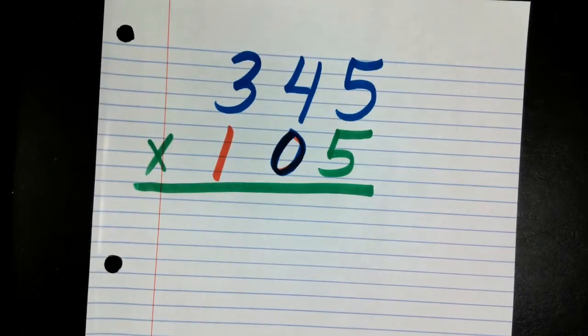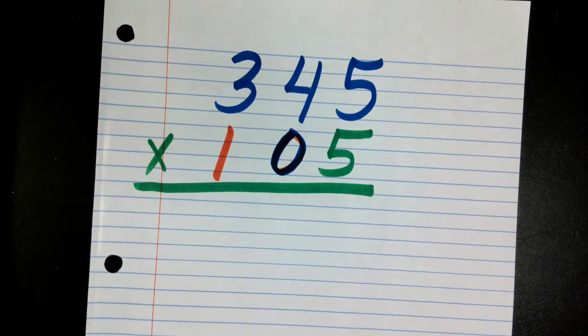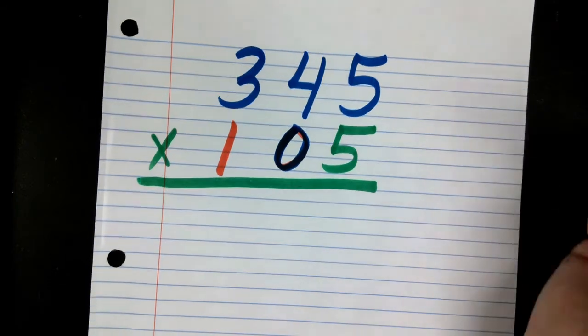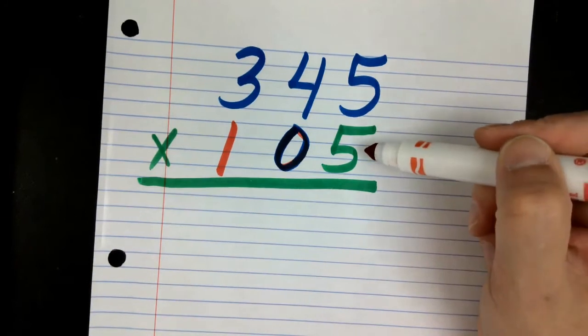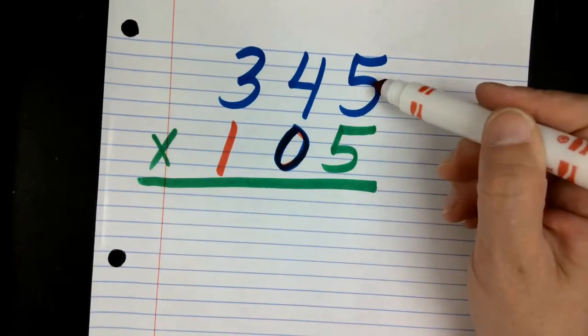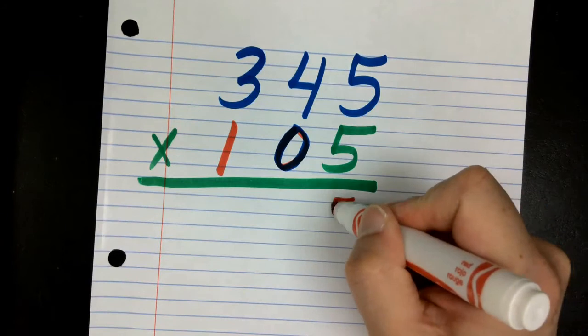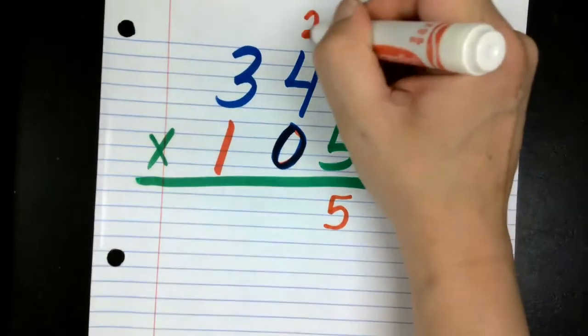For this problem, we're going to be multiplying 345 by 105. Again, with this problem, on the bottom number, I've made it 3 different colors so that I can keep my place values in shape and I can know where I'm supposed to be. So we're going to start in the ones position and multiply 5 times 5. And that's 25. I'll put my 5 down here and carry my 2.